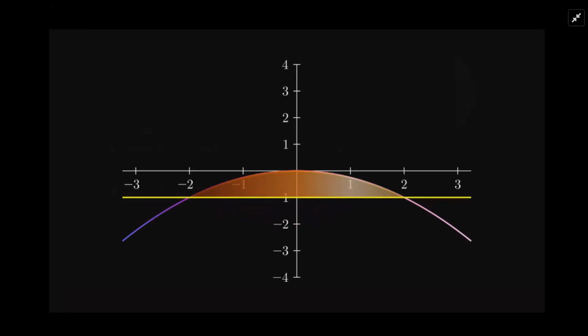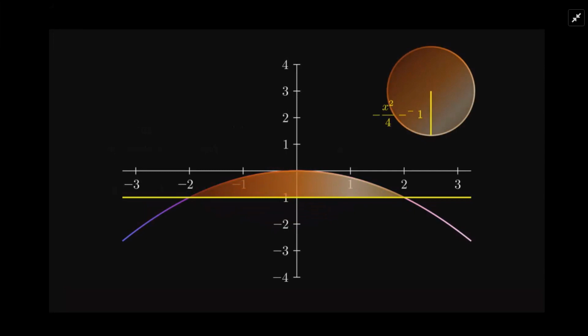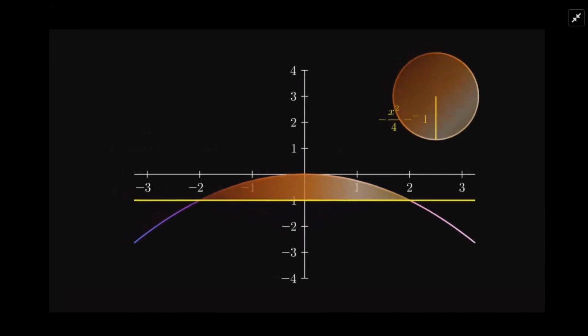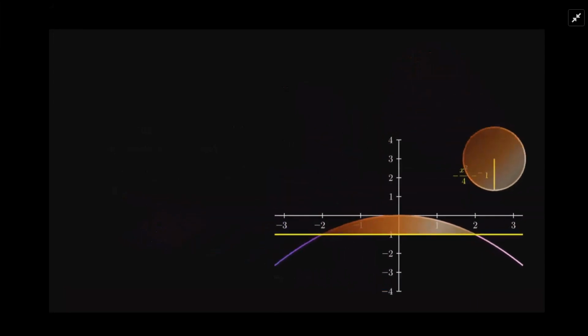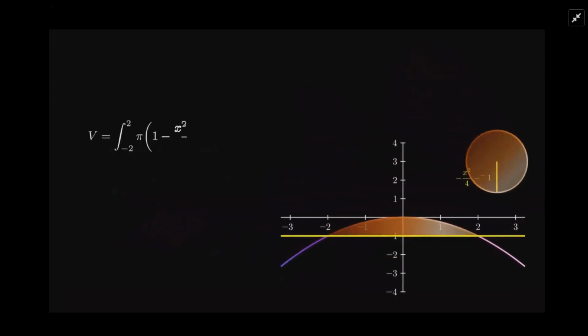So we're going to slice it into a bunch of discs. And what we need is the radius of the disk. So the radius of the disk is the value of the function minus the value of the line. It looks like that. So to get the volume, we're going to add up all those slices. We do that with integration. So it's pi r squared times the width, which is dx.